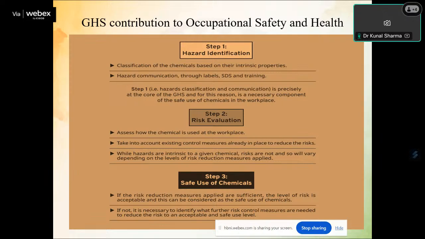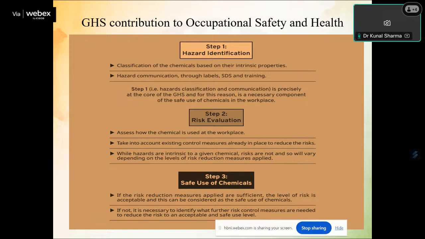Again, it is very much required that any person handling a chemical should know the properties of that chemical. I will give you an example. We are Indians, so when we go to foreign countries, we can easily be identified with the help of our Aadhaar card, passport, or identity card. The same thing is true for chemicals also. Each and every chemical has its particular labels, SDS, and training.